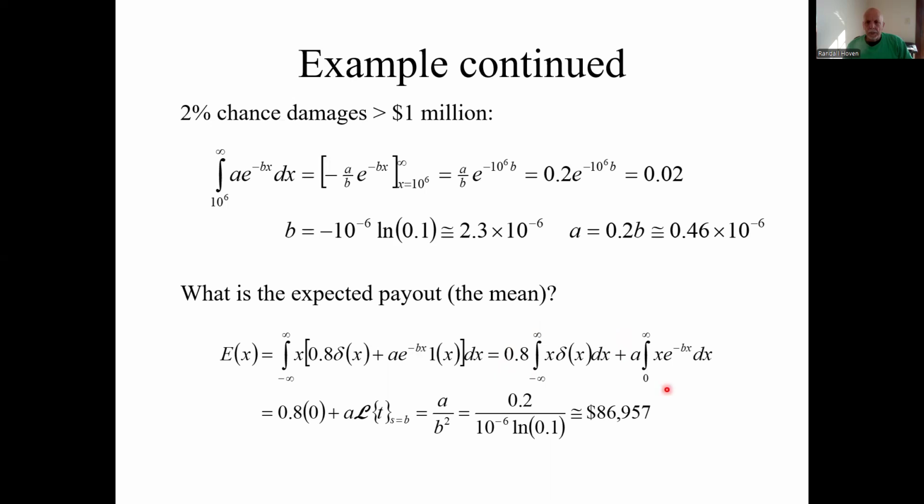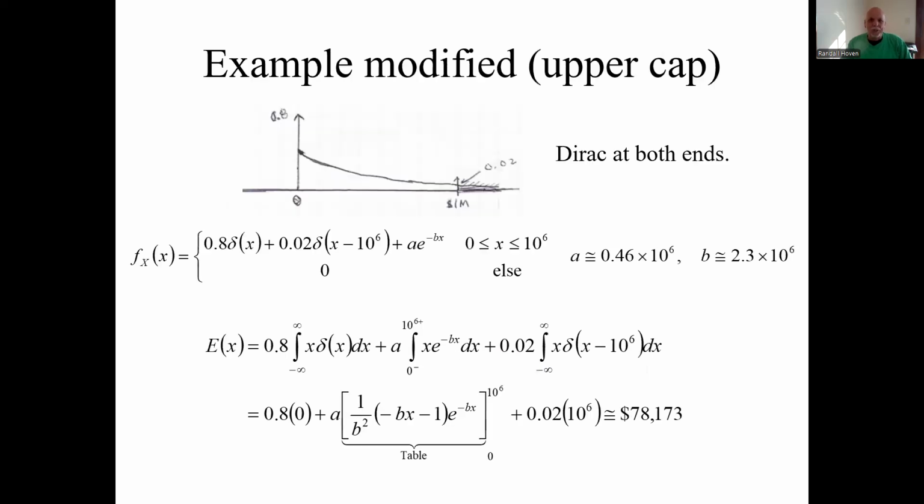And to evaluate this latter part, I used the Laplace trick, talked about it in another video. The Laplace of, this is like t e to the minus pt. Laplace transform of t, well, you get a over b squared. Anyway, we can evaluate that. Here's the expected payout, or the mean payout. Almost $87,000. We're going to have to charge pretty much for these insurance accounts.